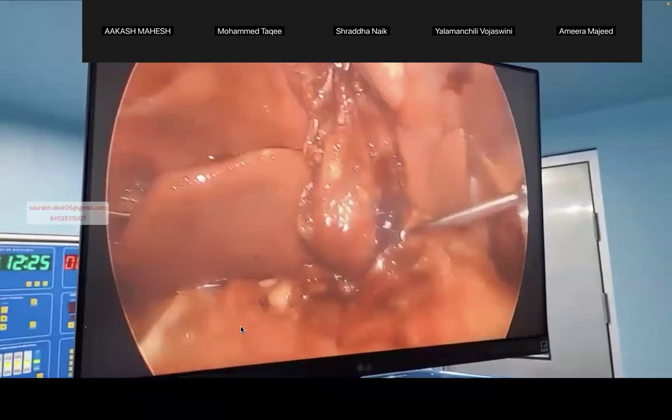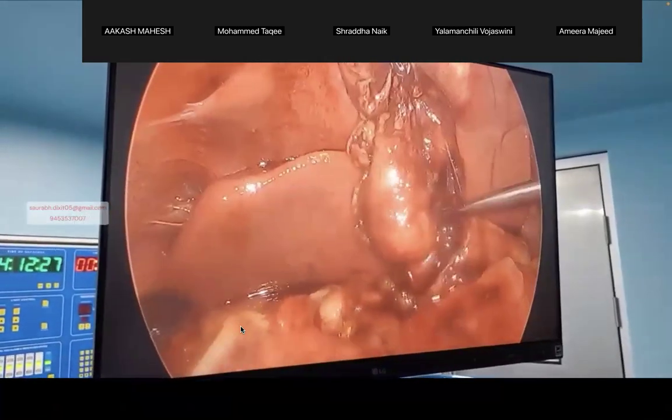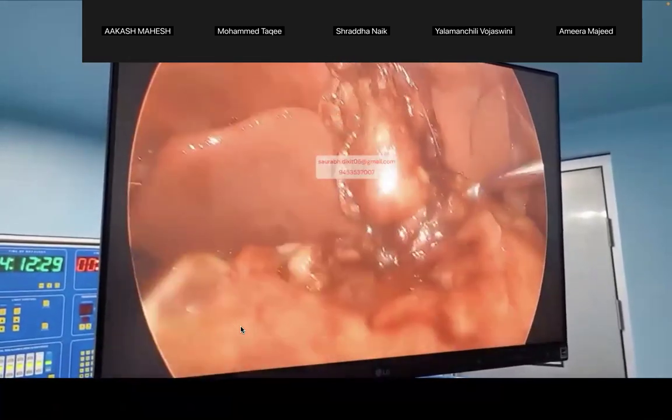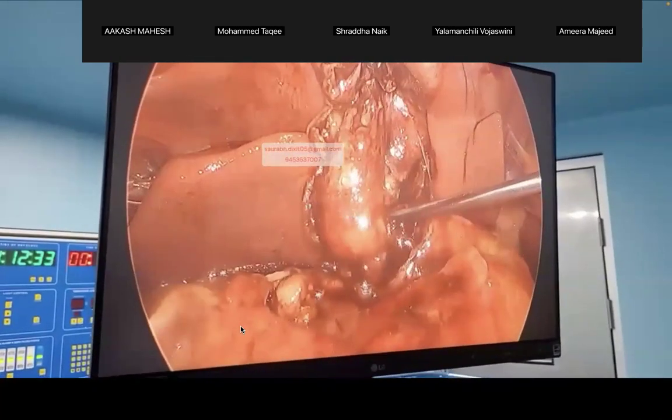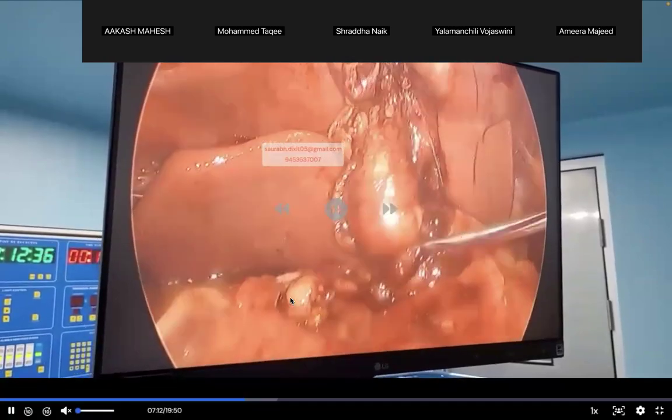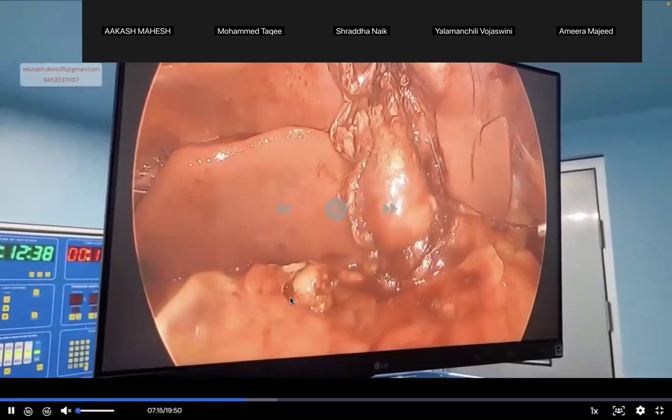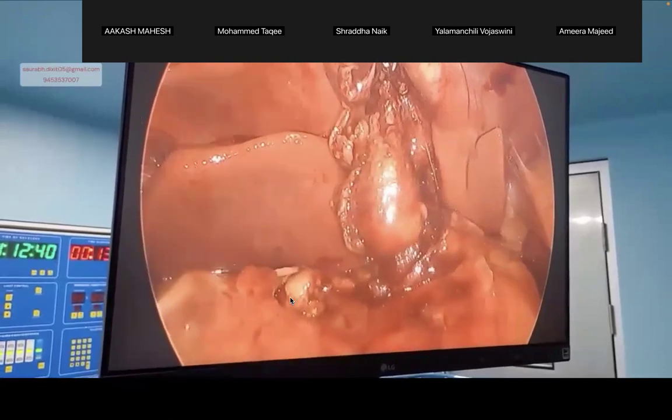Do you know I don't need even a second suture? Can you see there is a dumbbell formation which has come? So this is what is subtotal or partial cholecystectomy. I have not dissected, I have not tied the cystic artery, cystic duct separately.